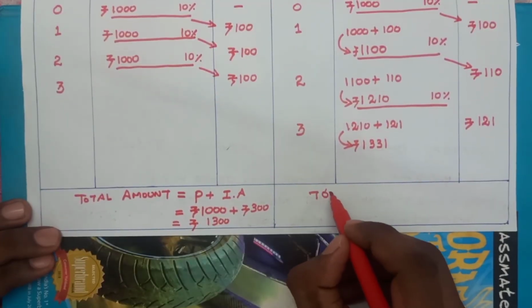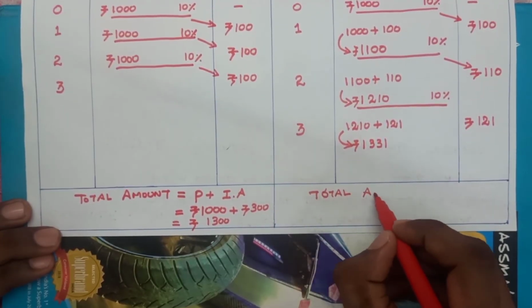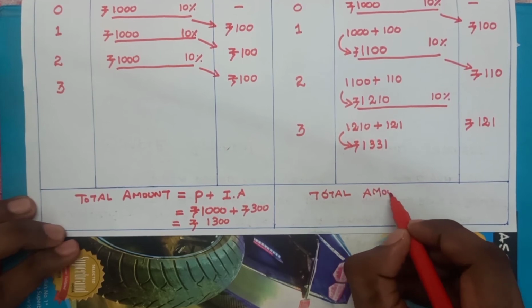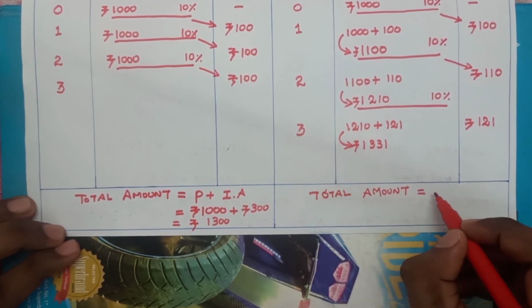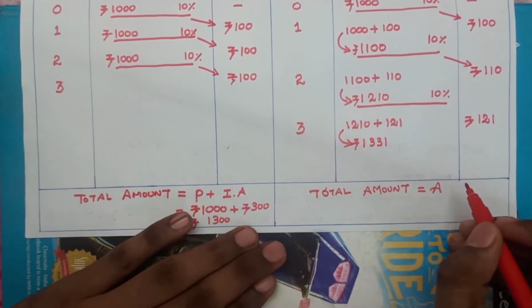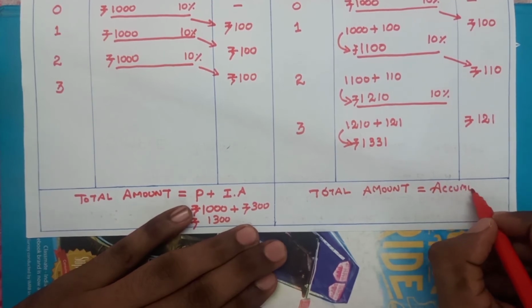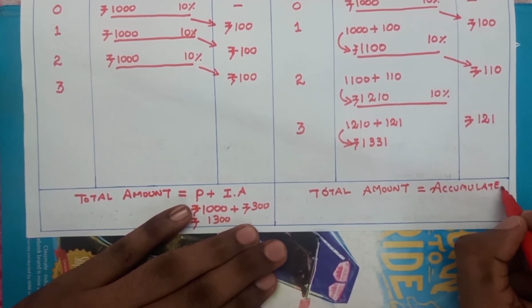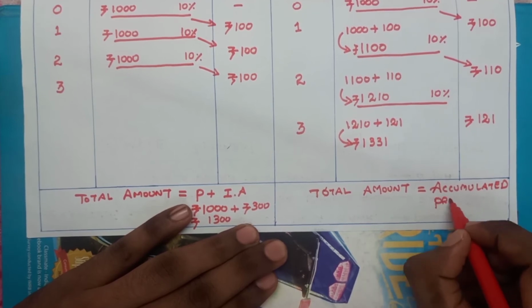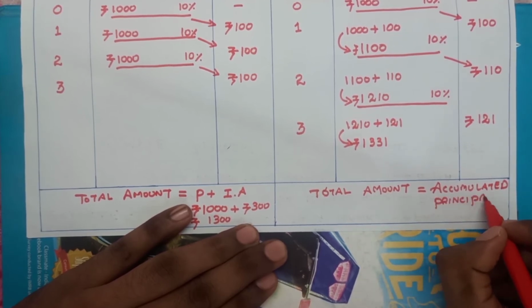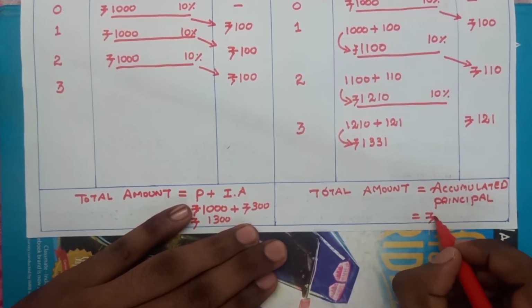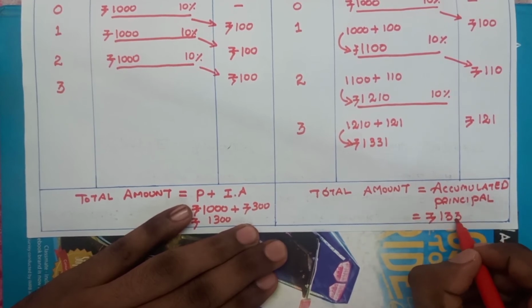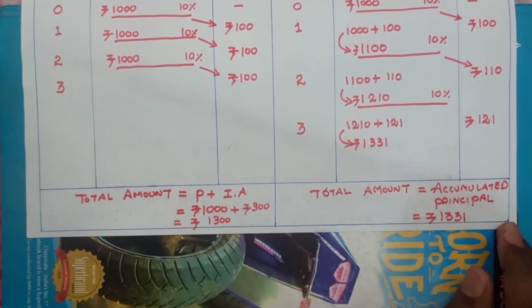Here the total amount equal to accumulated principal, that is rupees 1331.